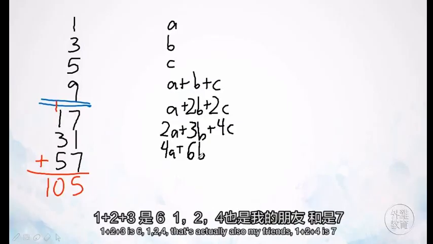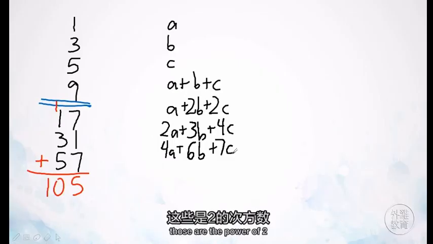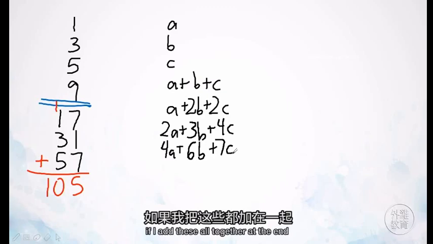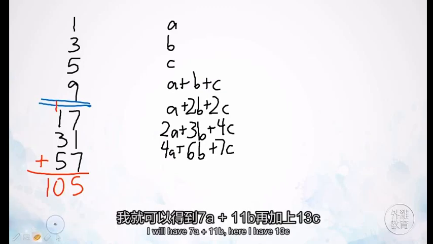1, 2, 4. Actually, that's also my friends. 1 plus 2 plus 4 is 7. Those are powers of 2. And let's finish at the end. If I add all these together, at the end, I will have 7A plus 11B plus, here I have 13C.